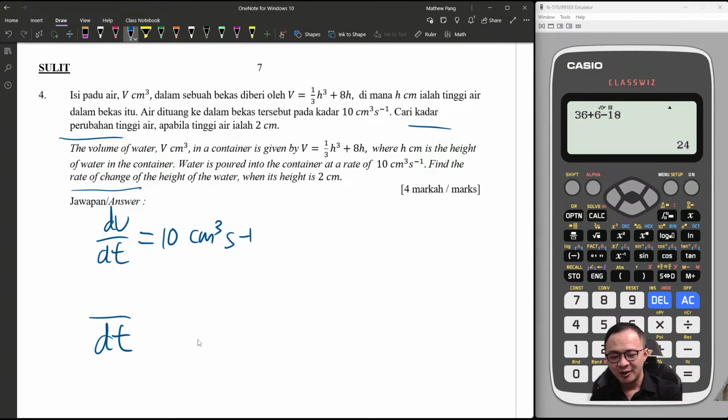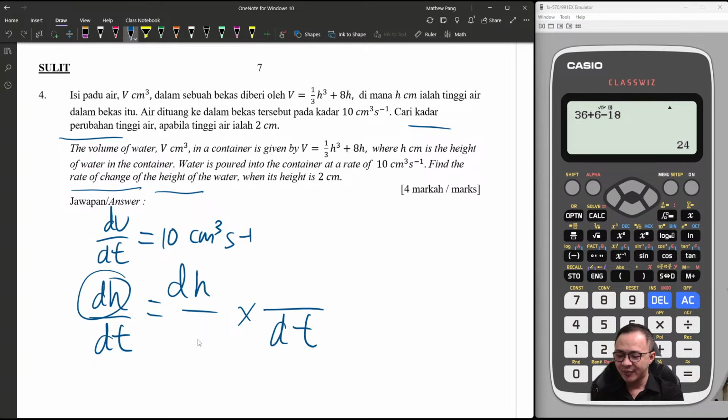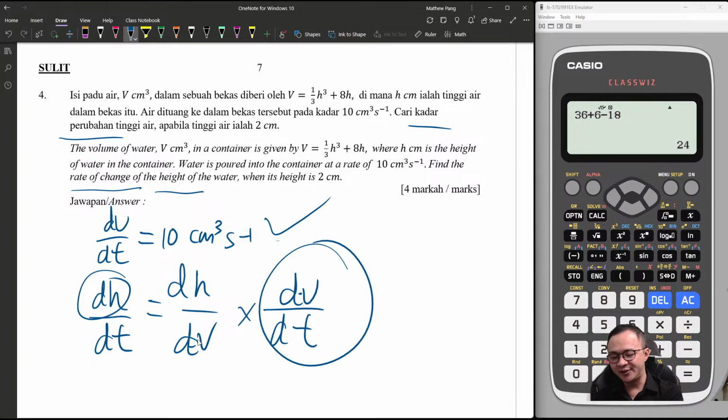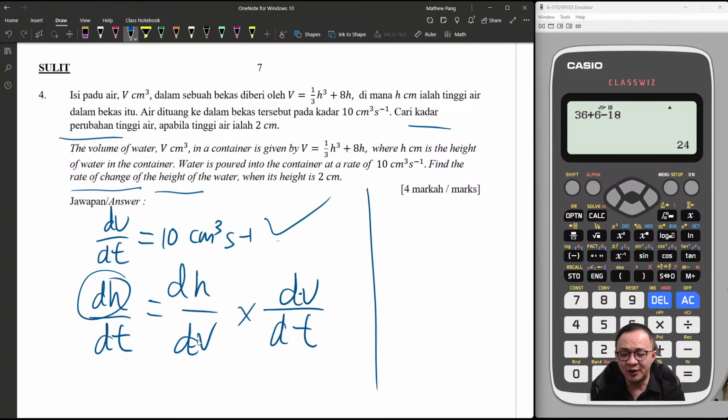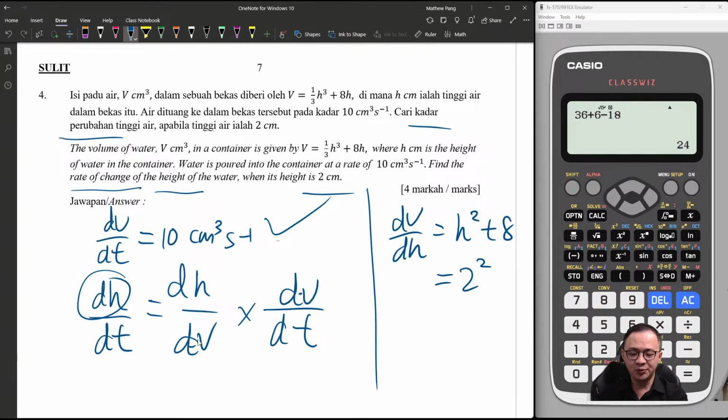Then, it's about height, isn't it? So I say dh. So they want to find dh/dt, we will form a chain rule. Copy dh, copy dt. Middle must be the same, dV and dV. dV/dt I have already is 10, easy. So I want to do something like dh/dV, so I will differentiate volume. dV/dh is h squared plus 8. What is the value of h? 2. So it's 2 power 2 plus 8. So this one we will get 12. So 12 is dV/dh.